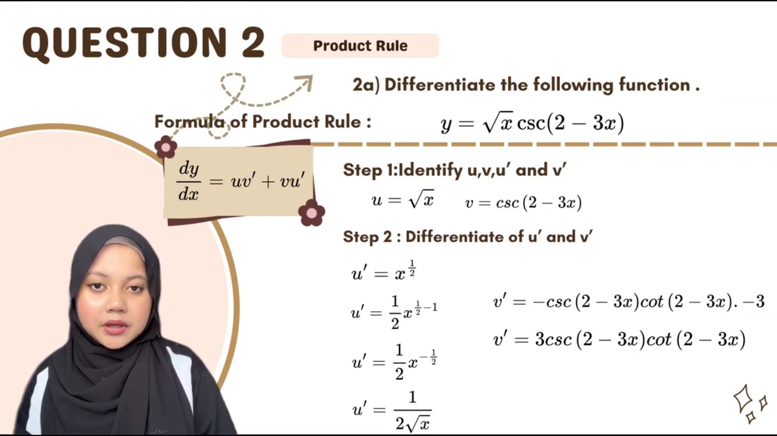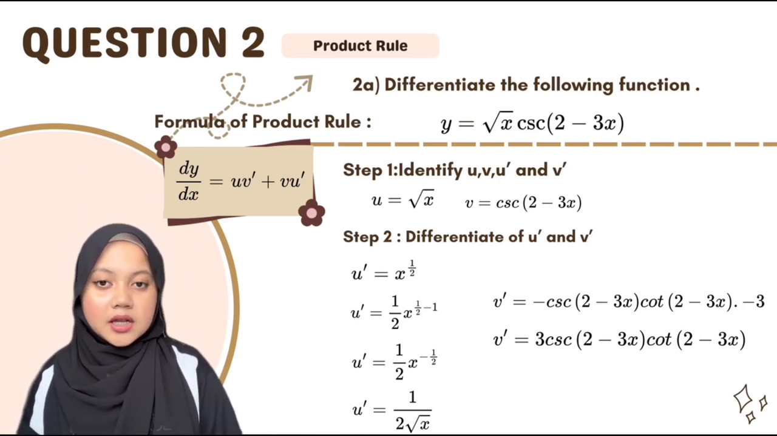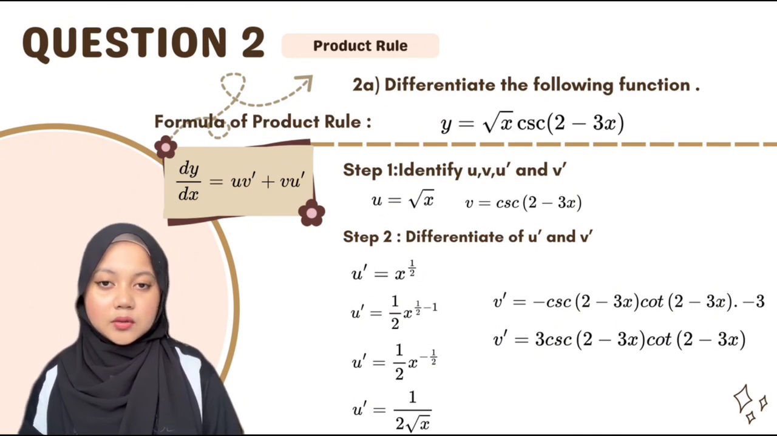Next, v prime equals negative cosecant (2 minus 3x) cot (2 minus 3x) multiplied by negative 3. Negative times negative becomes positive. So, v prime equals 3 cosecant (2 minus 3x) cot (2 minus 3x).